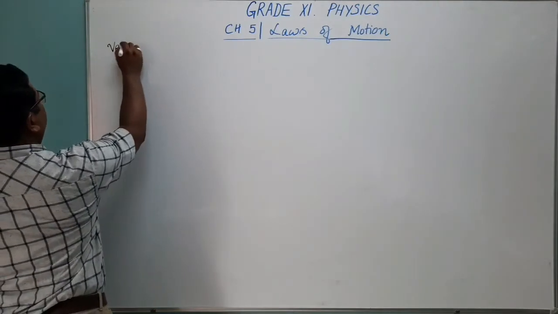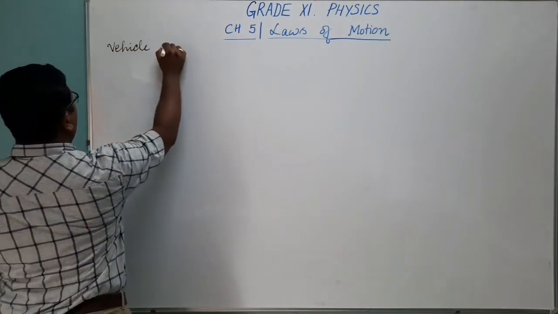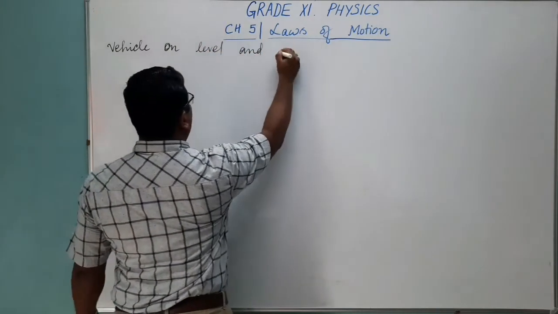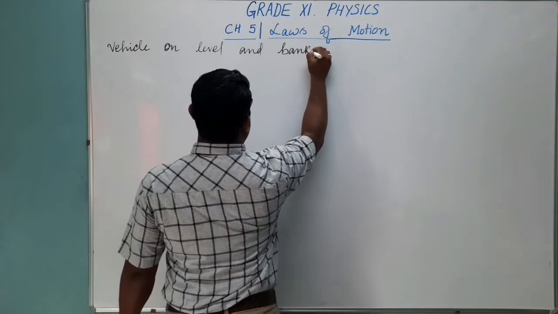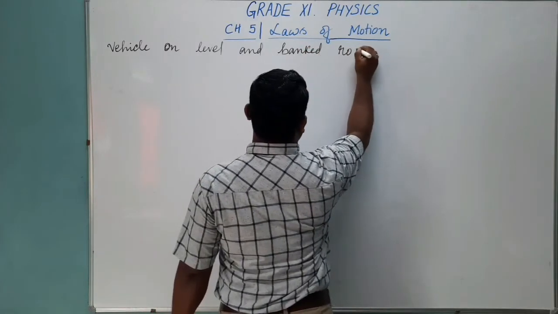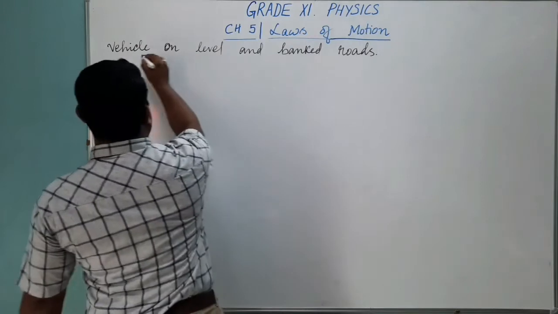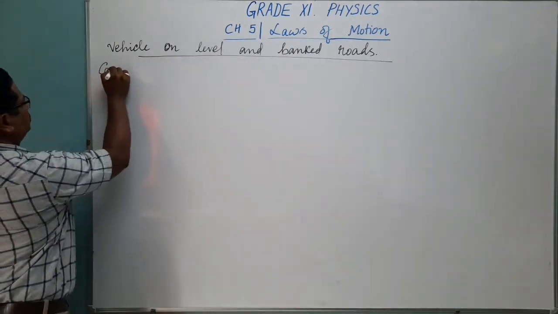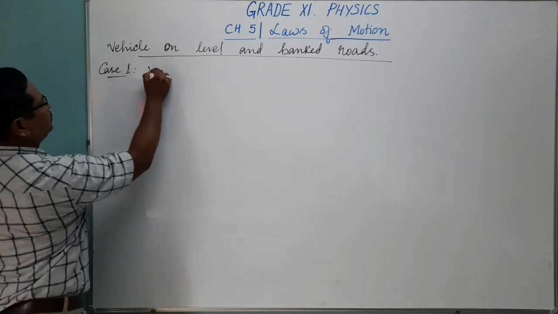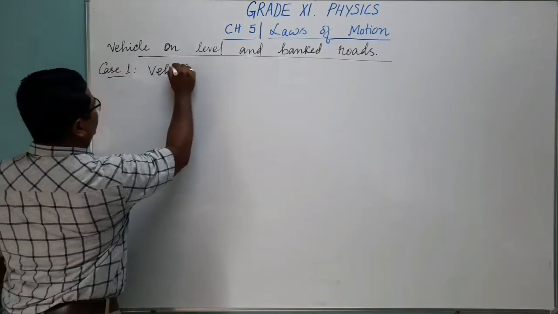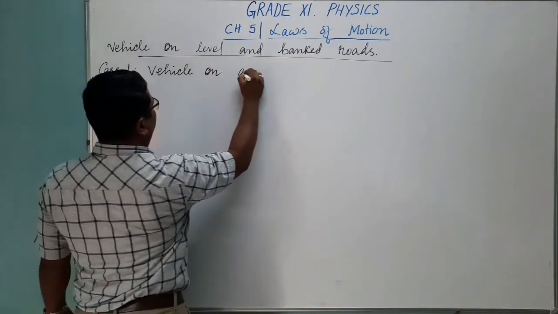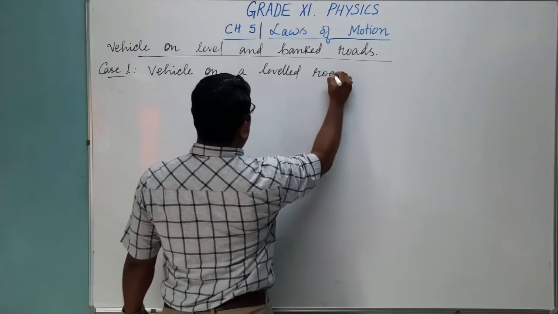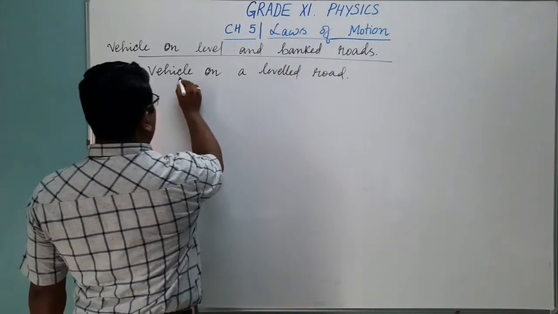Vehicle on level and banked roads. Let us see first case 1. On a level road we will see first case 1. Vehicle on a level road. So how should it take the turn?